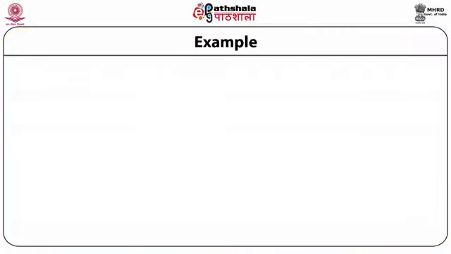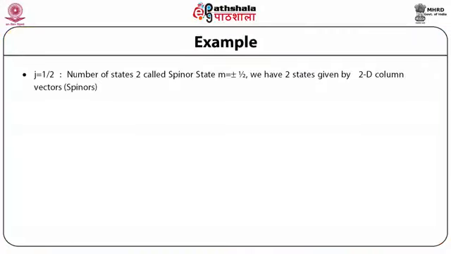A systematic generation of all possible representations can be made by the ladder approximation method, which we will illustrate for the case of the Lie group SU2. So let us illustrate this for the case where J is equal to half. So when J is equal to half, how many states are there? Total number of states is 2J plus 1, 2 into half plus 1, which is equal to 2. So there are two states, which we will call spinor states, corresponding to M equal to plus minus half.